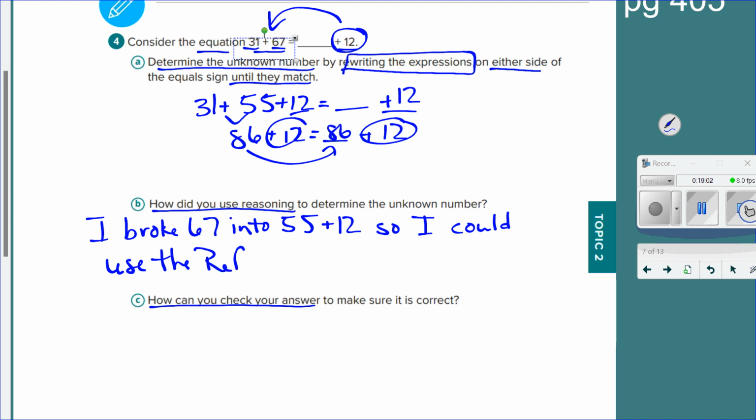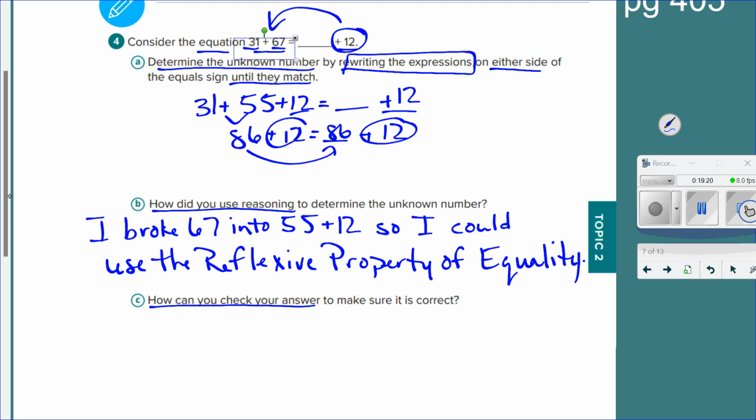Wait, how am I supposed to write it if I did 31 minus 19 plus 67 plus 19? That still gave me 86. Both sides of my equation now look the same, right? You'd still use the reflexive property. So you added and subtracted 19 from each. Okay, so I brought 31 into 31 minus 19. Yep, because you got this down to 12. You just change this one to 12. It's the same thing.